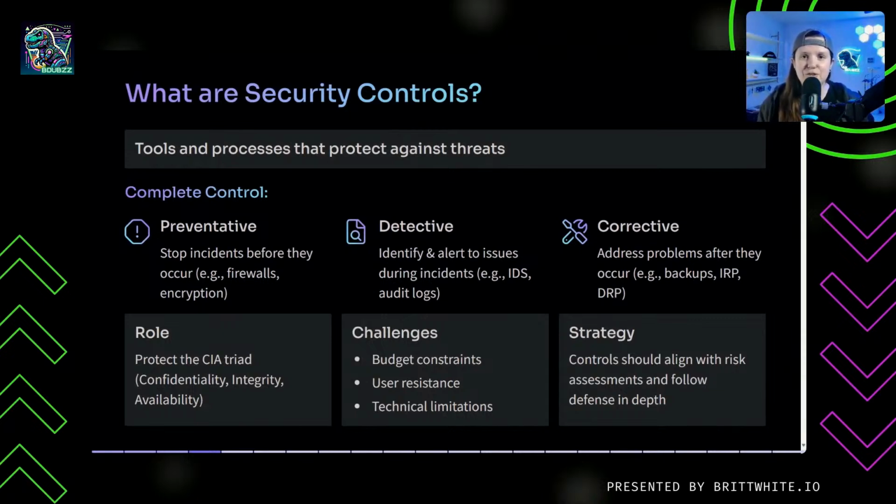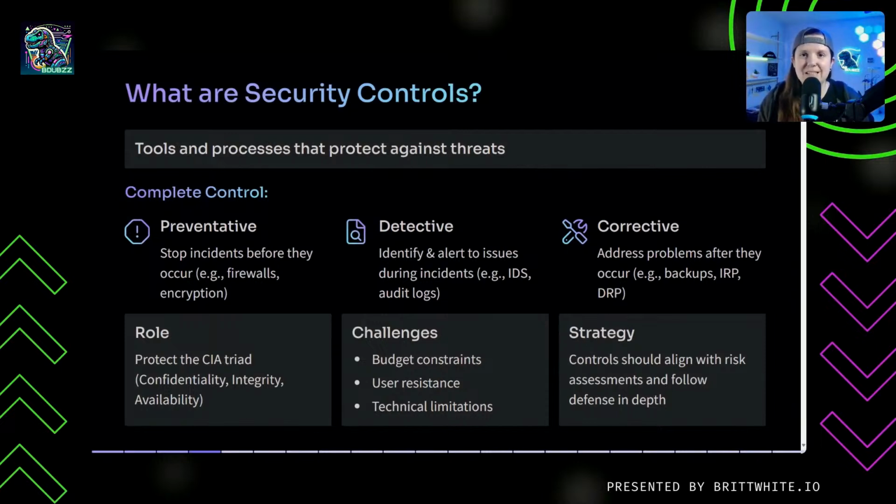Detective controls catch trouble in the act. An intrusion detection system, or IDS, is like a security camera. It spots suspicious activity, like someone poking around your server, and sounds the alarm. Other key examples include security audit logs, system monitoring tools, and antivirus software.